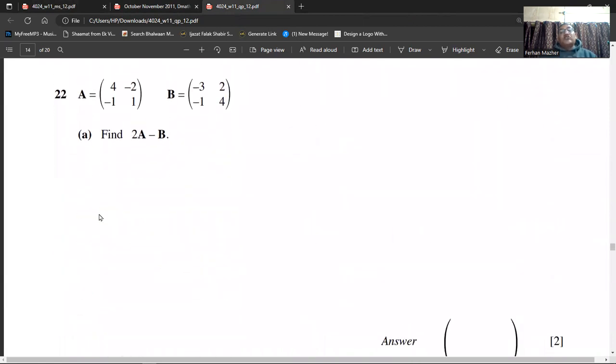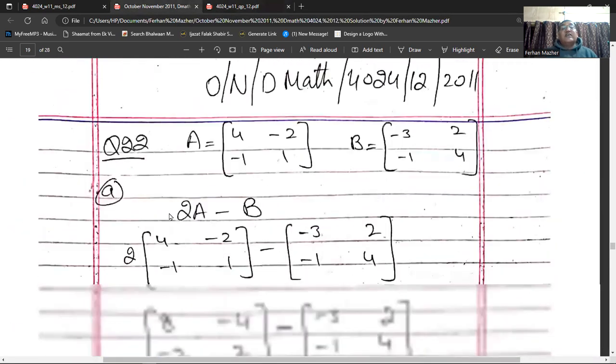So question number 22, and it's A part. Here matrix A is given. There is 4, minus 2, minus 1, 1, and the B matrix is minus 3, 2, minus 1 and 4. So the first question is find 2A minus B. That's the A part of question number 22. It's a 2 marks question. Very simple, straightforward question. You simply have to put the values of these matrices here.